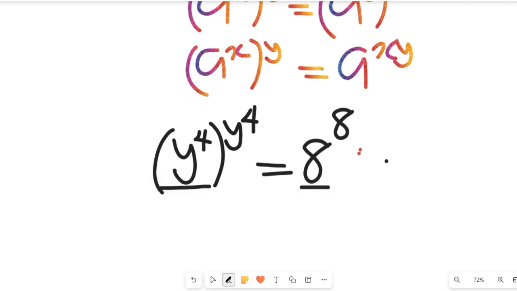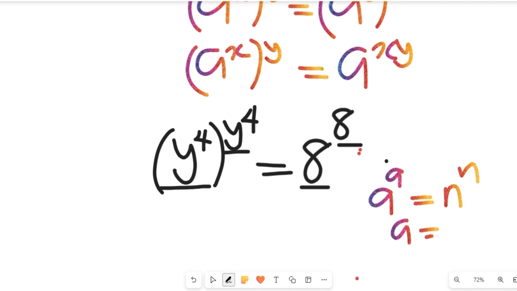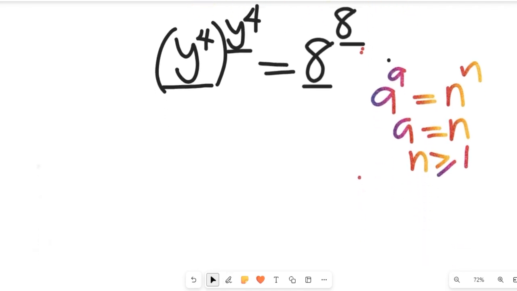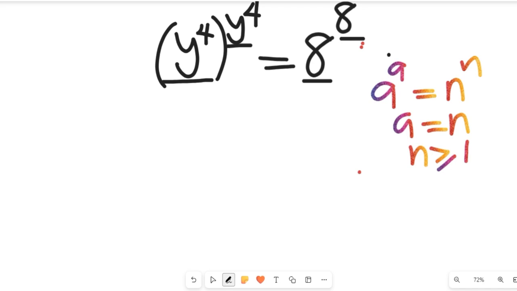Now, do you notice something? We have same base and same what? Power. So from the law of indices, if we have n to the power of n to be equal to m to the power of m, then n can be equal to m as long as n is greater than or equal to 1. So if we apply that to that expression, we're going to have the value of y to the power of 4 to be equal to 8.